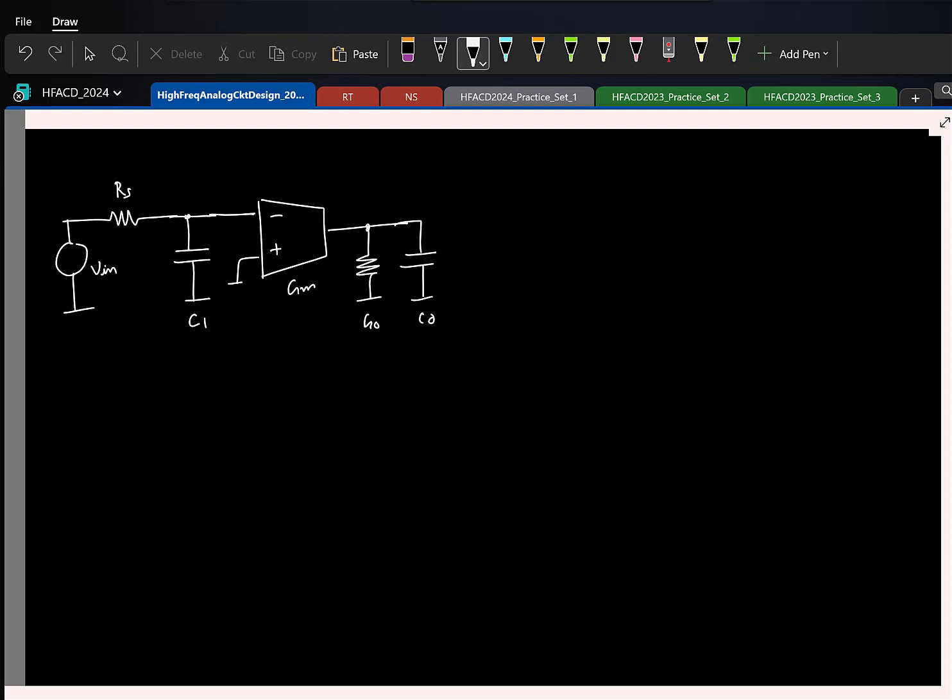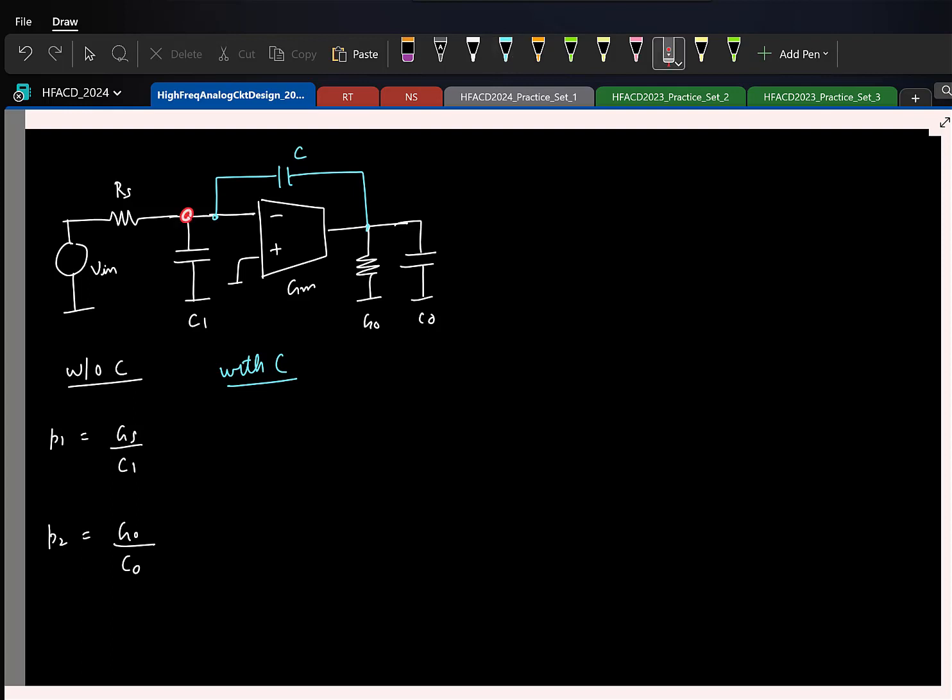So here again, initially if you don't do anything, without considering any other extra capacitor, where are the poles now? Gs by C1, and the second pole was at G0 by C0. But as we saw, the moment we considered this CGD, which is the capacitance across the transconductor, so this is basically without the capacitance C. Now if I added this capacitance, where did the poles move to? Or first of all, what is the pole associated with this?